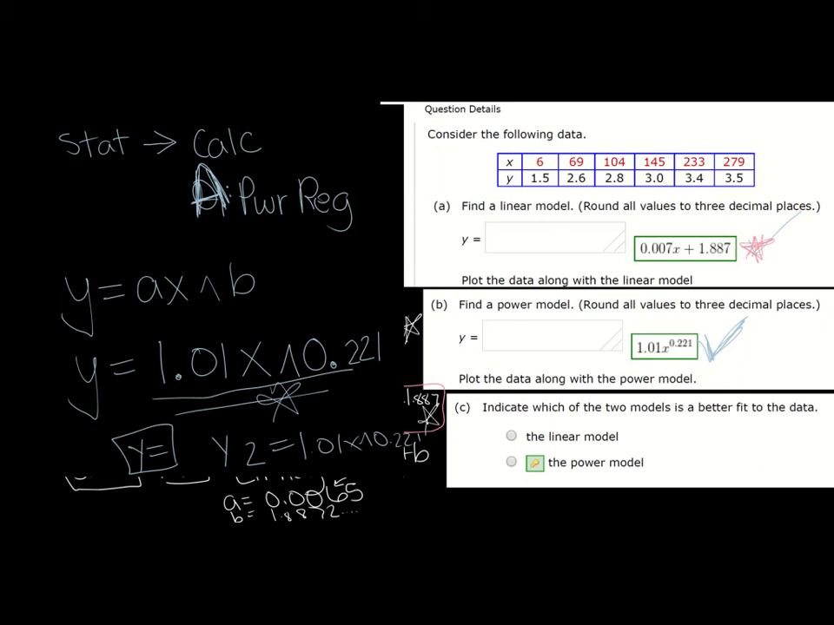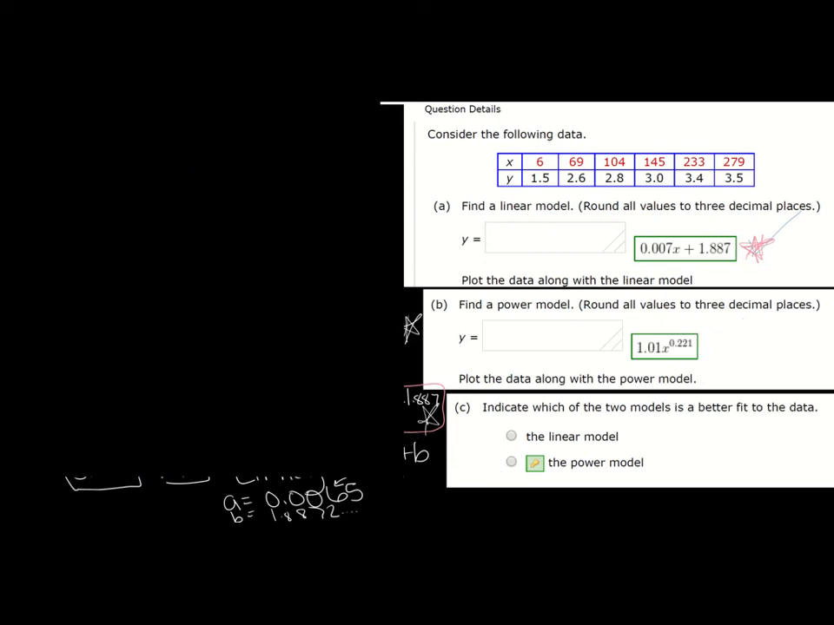You can see that if you were to compare which type of model, the linear or power, does a better job of fitting the data, the power model does a much better job than the linear model. All right, and that's part C. You want to try to decide which model is the closest to the most points, and it's the power model.